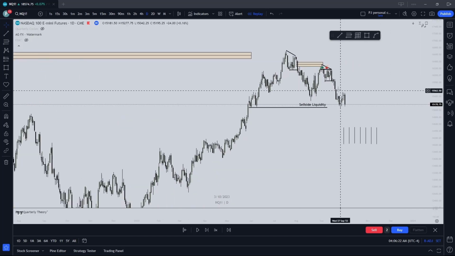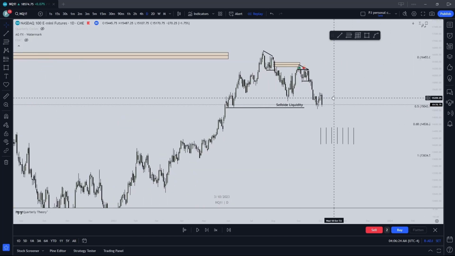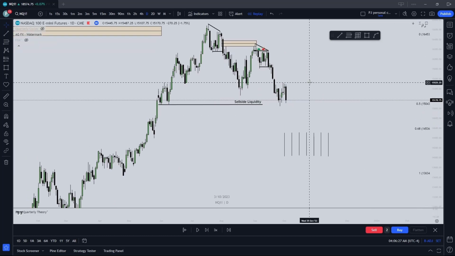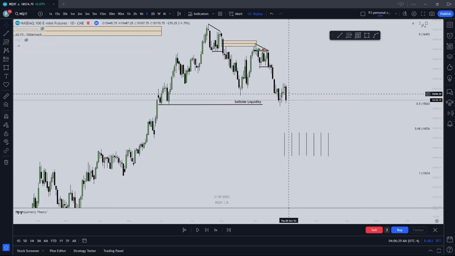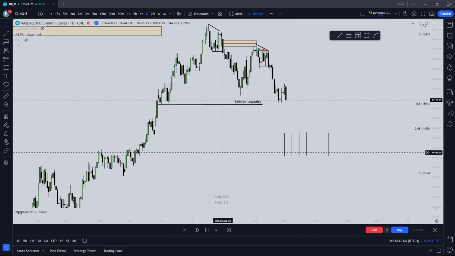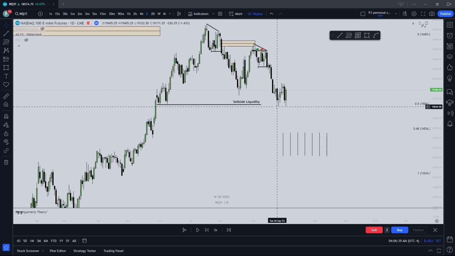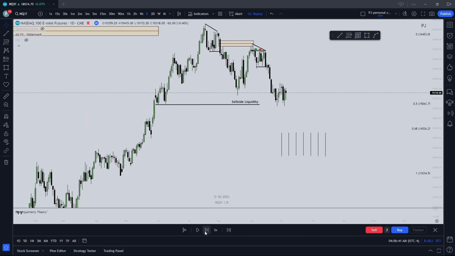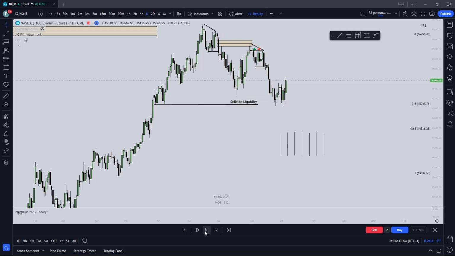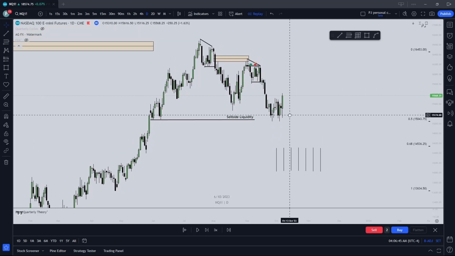So from this accumulation, we'd like to see the sweep of one end of the range come into 50% of the range and then sweep the other side. So let's see what we do. We engineer some more equal lows. Break above the high.